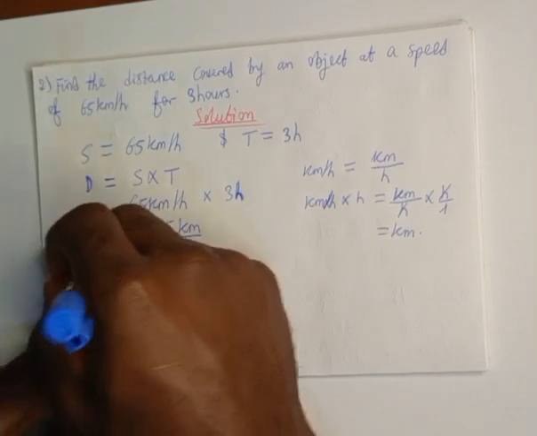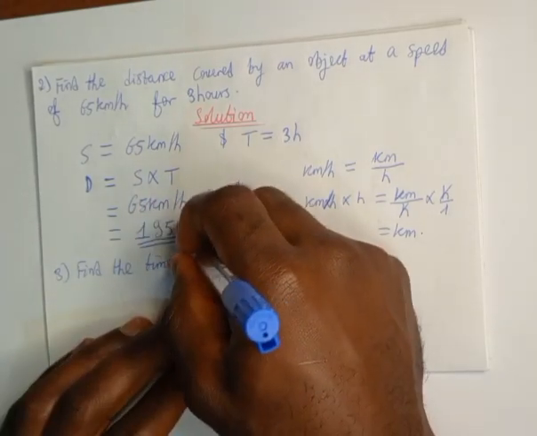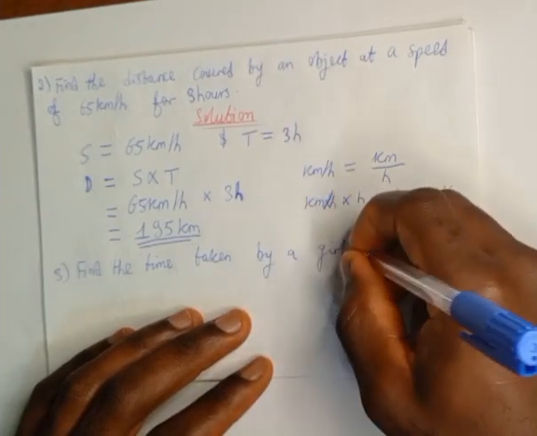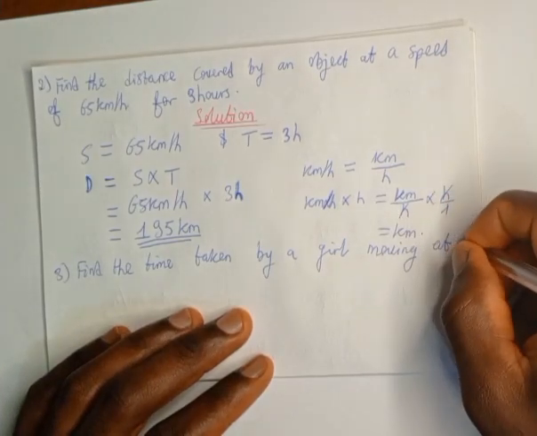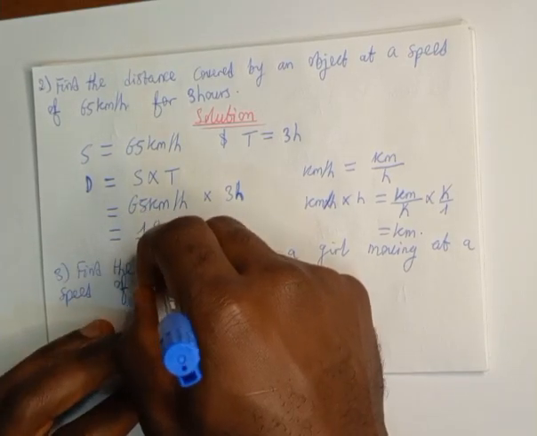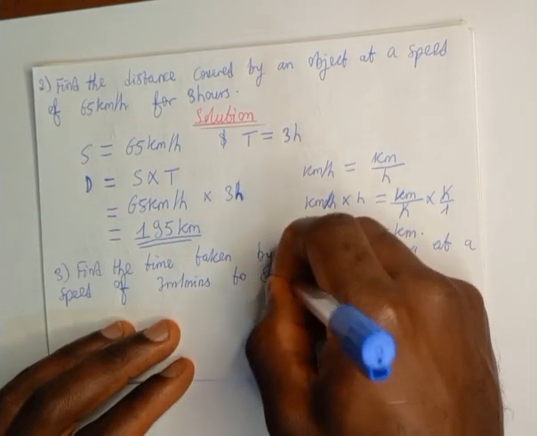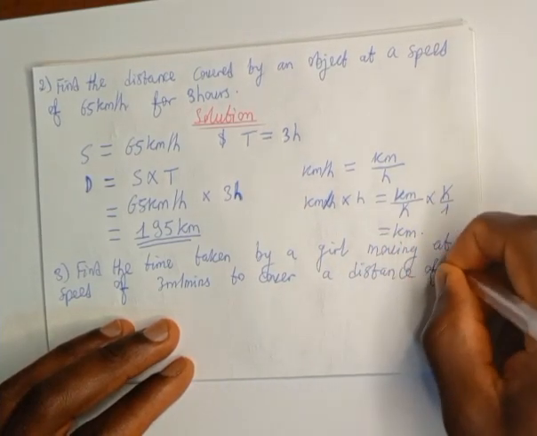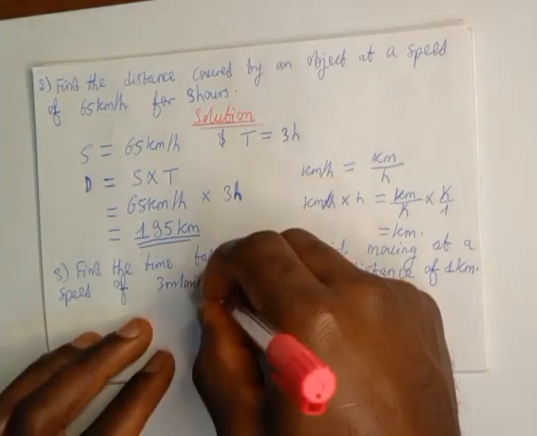We go now to the next example. It says find the time taken by a girl moving at a speed of 3 meters per minute to cover a distance of 1 kilometer. Solution.